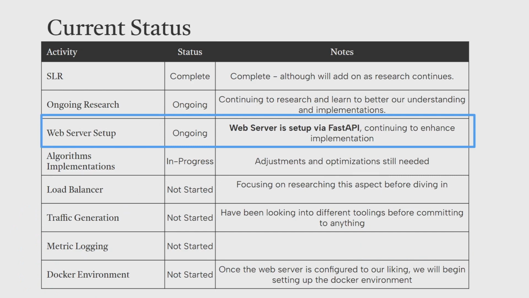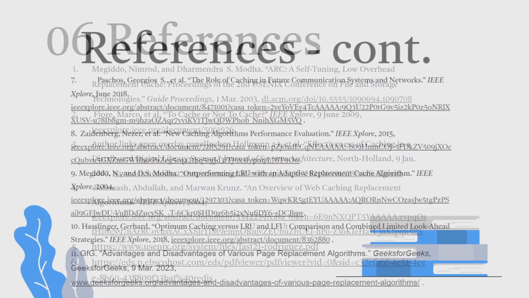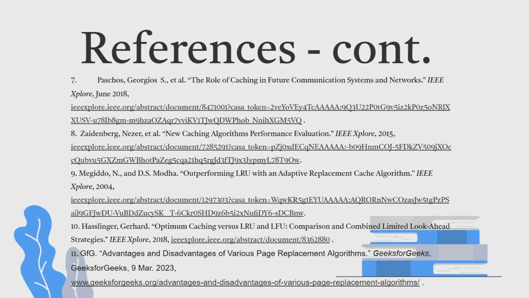And our current status and research. Here are some of the tasks we have listed. Right now we're on the web server setup, and our in progress task is the algorithm implementation, which is going on right now, and the rest we haven't started yet. And that's about it for our current status. And here are some of our references. The references are the research papers we did our analysis on, and there are more on the other slide.